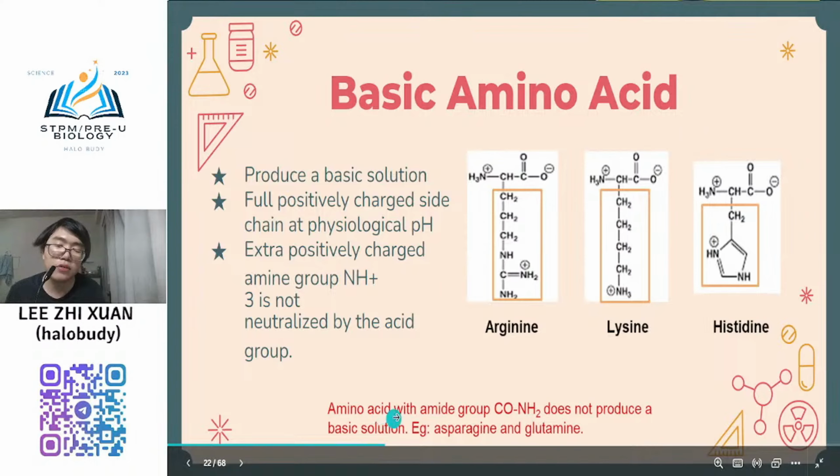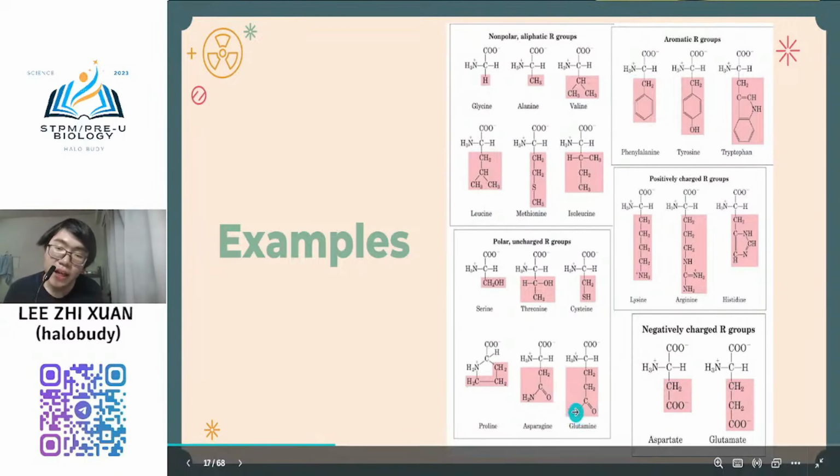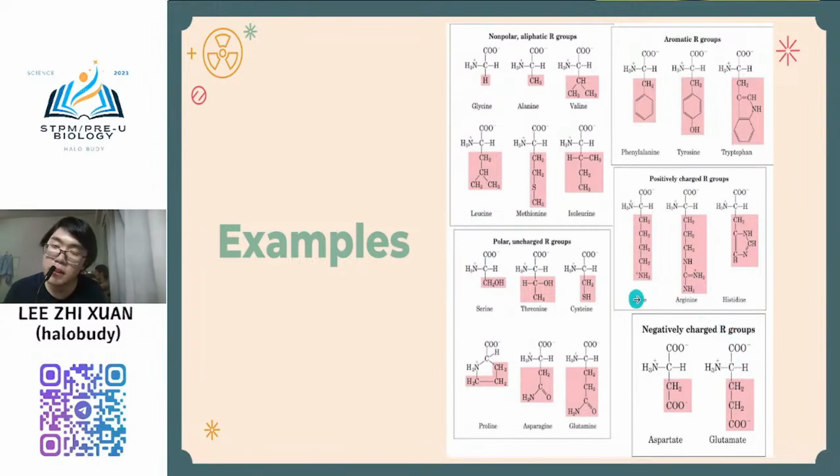But as I mentioned, you need to be alert. An amide group, like CO and NH2, so normally asparagine and also glutamine are not considered basic amino acids. You can see this glutamine. Glutamine is not considered a basic amino acid. Another one is, what? Arginine, lysine, histidine. Yes, these are positively charged.